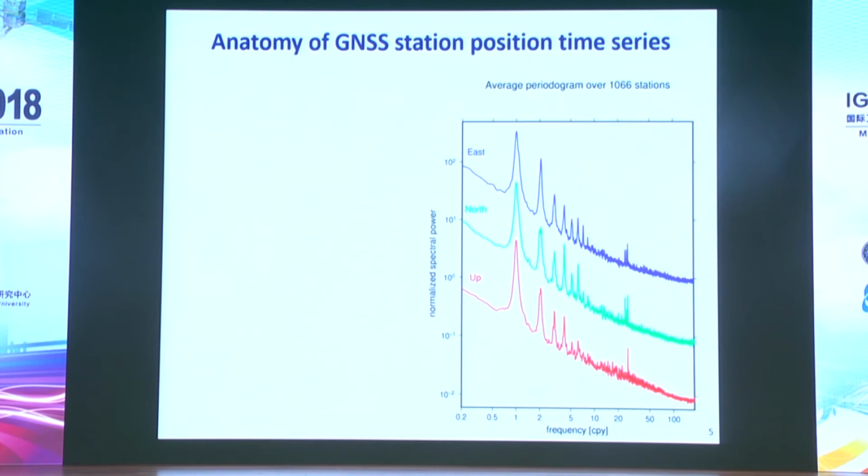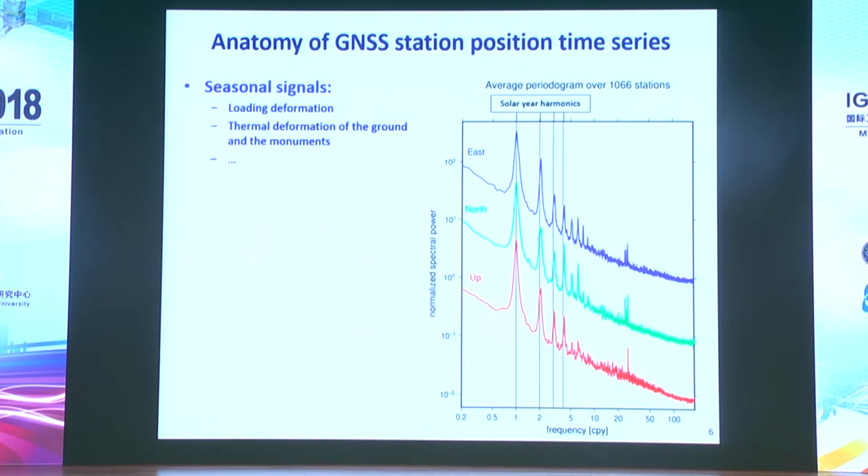We can now identify a number of spectral peaks in the periodogram, which indicate the presence of periodic signals in the time series, and which can be grouped into three families. The first family of spectral peaks are at harmonics of the solar year, and indicate the presence of seasonal signals in the time series. So parts of those seasonal signals are known to be due to loading deformation of the Earth under surface pressure variations. Another small part is due to thermal deformation of the ground and the monuments, but there's still currently a significant fraction of the observed seasonal signals that remains to be precisely understood.